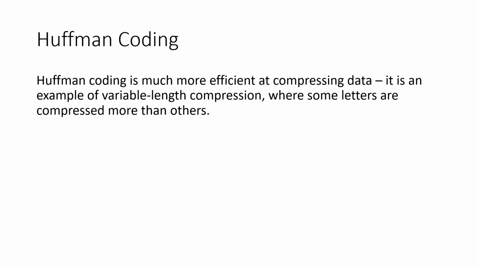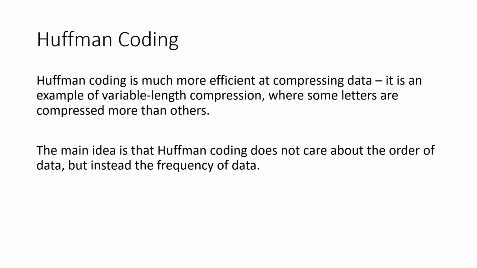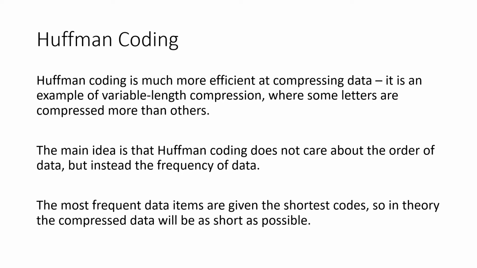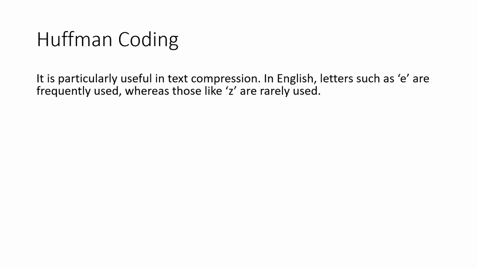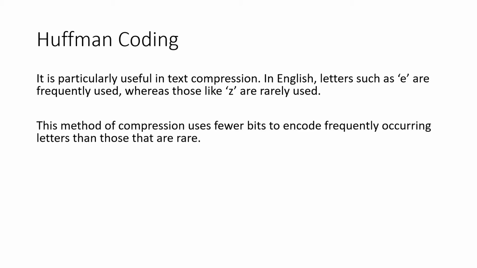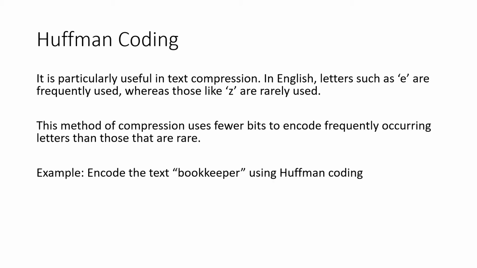It doesn't really care about the order of the data, just the frequency of it. So how many times is the letter A in a particular string, rather than where the letter A is in that string. And like I said, the most frequent items are given the shortest amount of bits, the shortest codes, because it keeps the compression down. Useful in text. So E is going to be used a lot, whereas Z will be rarely used. And like I said, Z would use many more bits than, say, a much more frequently recurring letter like a vowel would.